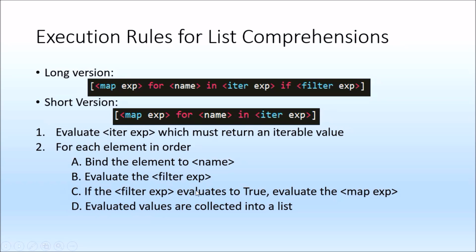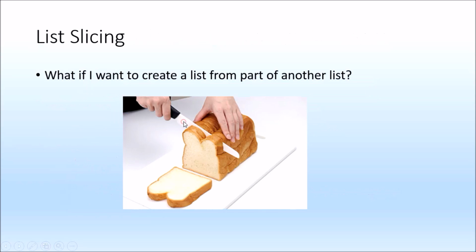If the filter expression exists, of course, and it evaluates to true, we evaluate the map expression. The map expression maps its value over every element in the list, and then every evaluated value is collected into a list, and that's our new list. So these are the execution rules for list comprehensions. But if you don't want to remember this, it's actually quite intuitive how list comprehensions work once you get the idea and do a lot of practice. So don't worry too much about this.